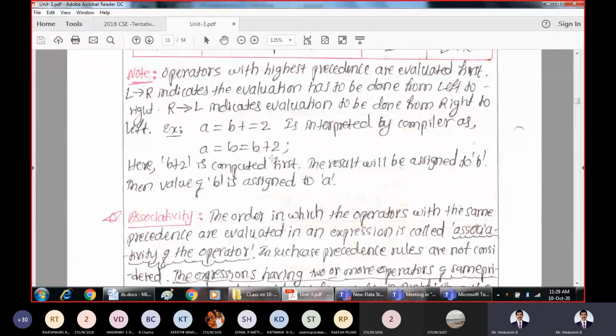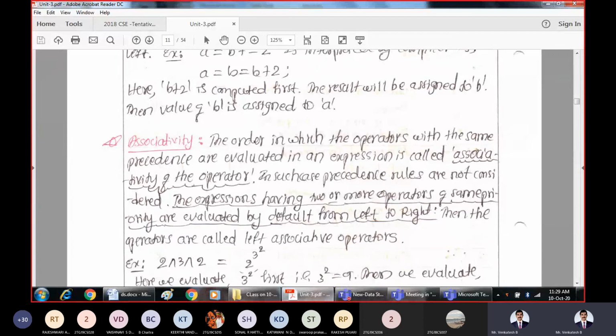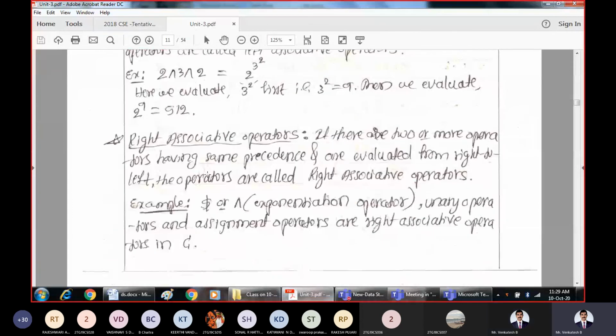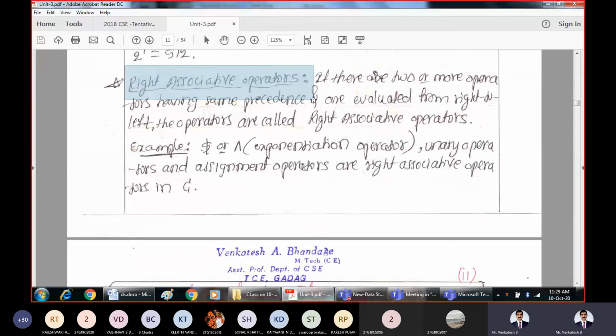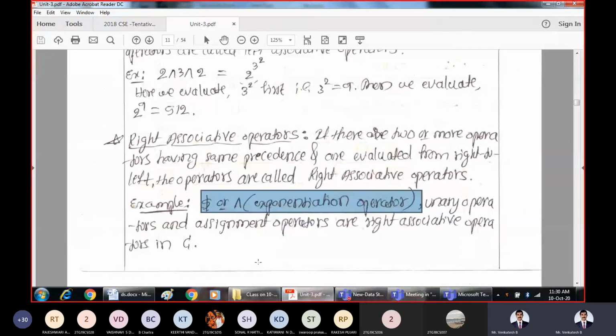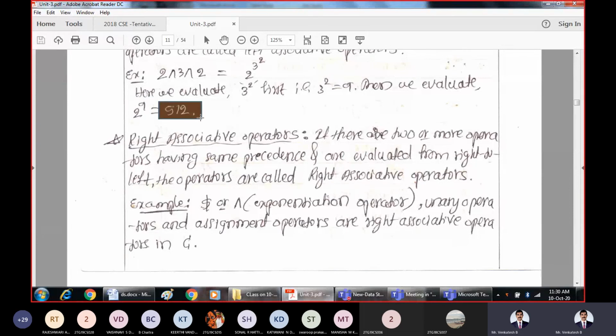Some examples are given here, like the mathematical expressions; associativity is over. So right associative operator, that I have also told. If you want to evaluate from right to left, then they are called right associative operators. For example, exponential. Just now I gave the same example for you. Exponential operator, how do you solve? This is one more example: 2 raised to 3 raised to 2. For that, 3 raised to 2 must be evaluated first. So 3 raised to 2 is 9. Then we evaluate 2 raised to 9. We will get a result of 512. And this is what a right associative operator is.